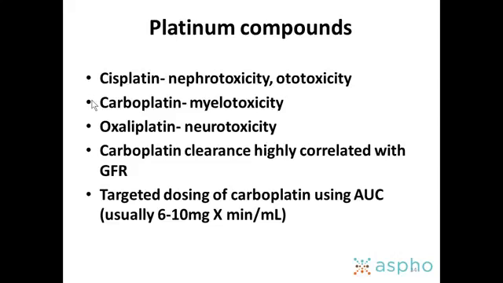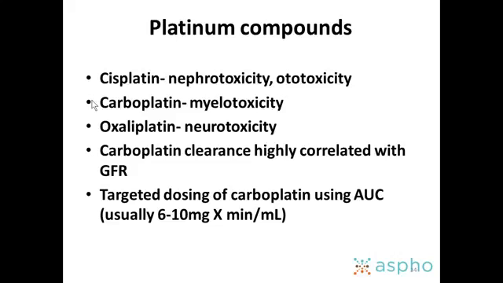And as I said, carboplatin clearance is highly correlated with GFR. And so you use the Calvert formula, which many of you are familiar with, to pick the AUC that you want to dose, very importantly. And so usually what is done in newly diagnosed patients, like patients with germ cell tumors, is that we aim for an AUC of 6 to 8 milligram times minute per mL.